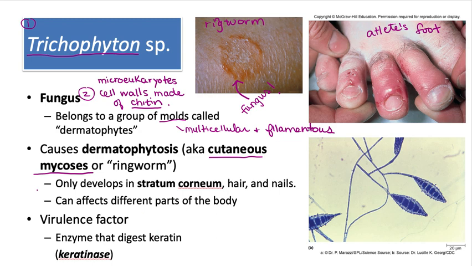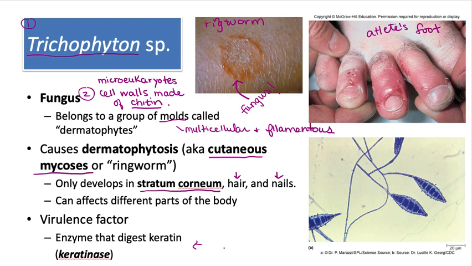All right, and these infections only occur in the stratum corneum, which is that uppermost layer of our skin, which contains keratin. And keratin is also found in our hair and nails. And so these fungi will actually eat keratin found in these tissues. So it can affect your skin in various parts of the body, especially if that skin is moist or wet. And so one way to prevent these types of infections is by keeping your skin clean and dry. So keratinase is the enzyme that digests keratin.